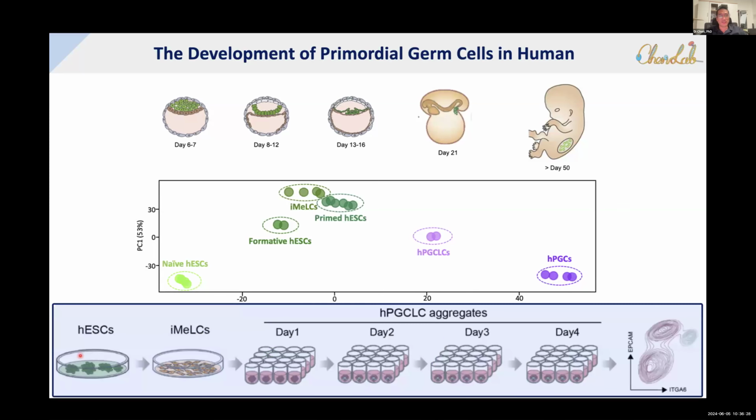So basically, the system we use is like this cartoon shows. We differentiate the embryonic stem cells, hESCs for short, to some kind of intermediate cells and then to the 3D culture in this low-attach 96-well plate. And that's day 4 of induction. So we were able to induce about 10% of the cells as primordial germ cell-like cells, hPGCLCs for short.